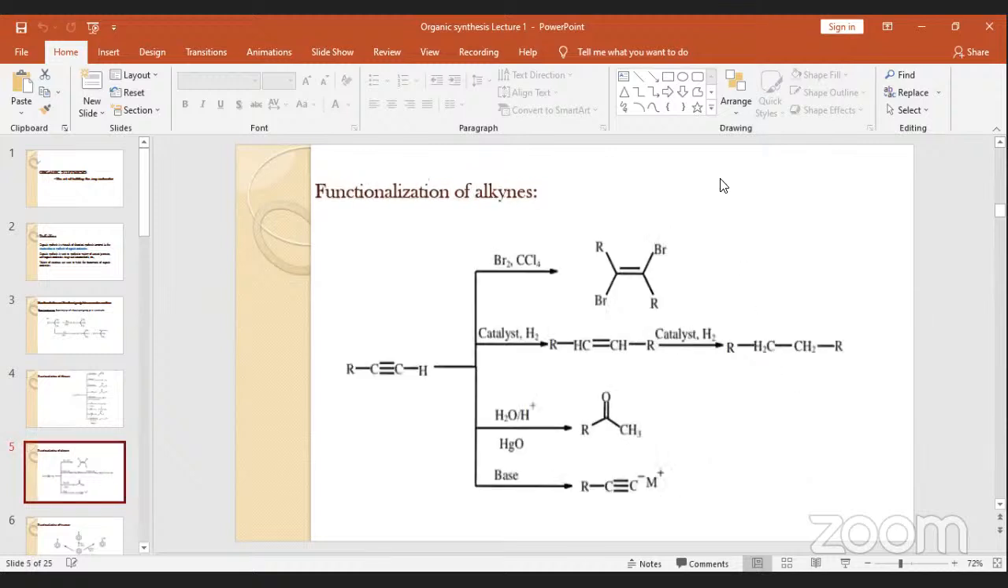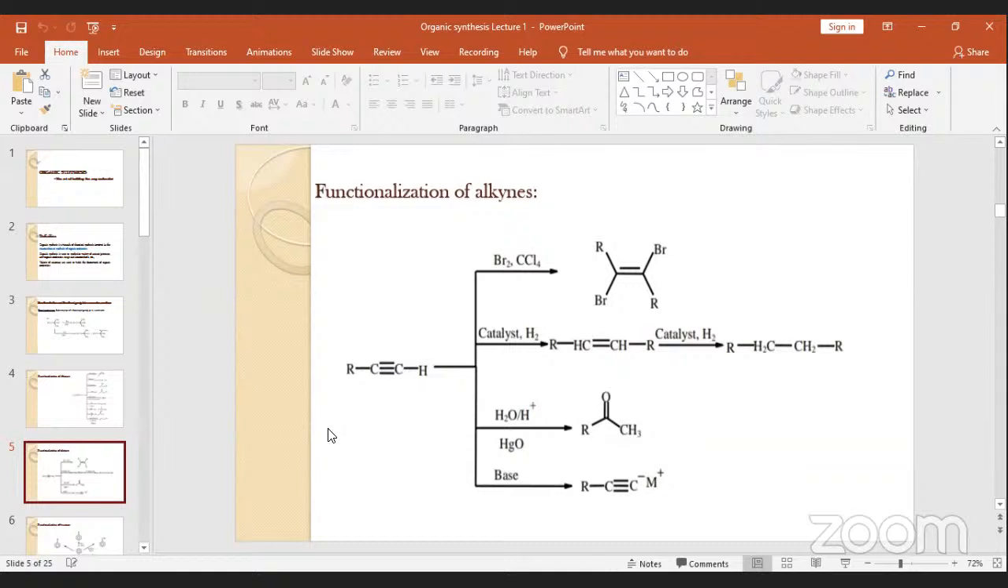And then alkynes are another type of substrate which can be functionalized very easily. You can prepare alkenes by just reduction, that is catalytic hydrogenation, and you can prepare alkanes also by further catalytic hydrogenation of alkenes. Okay, and hydrolysis of alkynes gives you carbonyl compounds. Again, carbonyl compounds are very important synthetic intermediates for building different organic molecules.